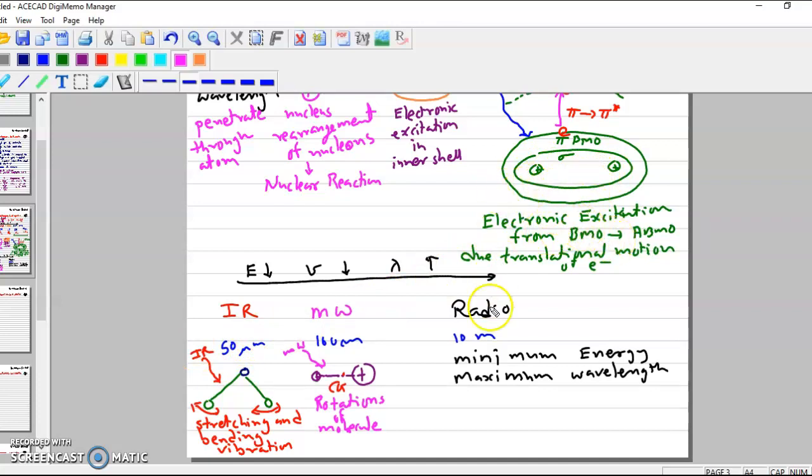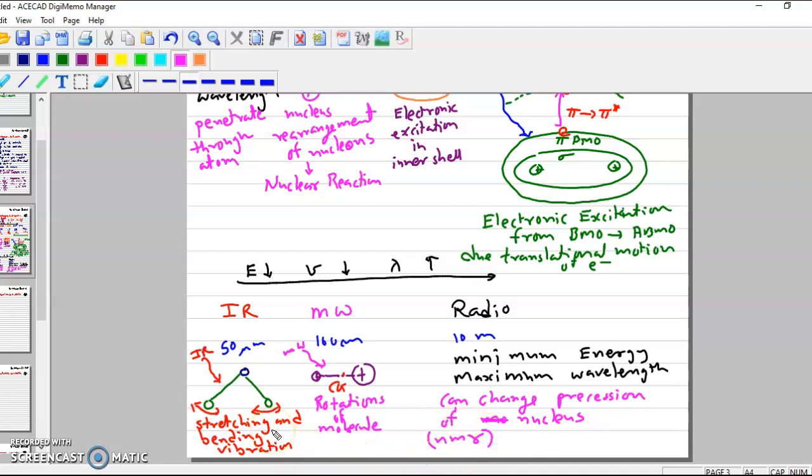Radio waves have minimum energy, and they can change the precession of the nucleus. This is also known as nuclear magnetic resonance, NMR, which we'll discuss later on.